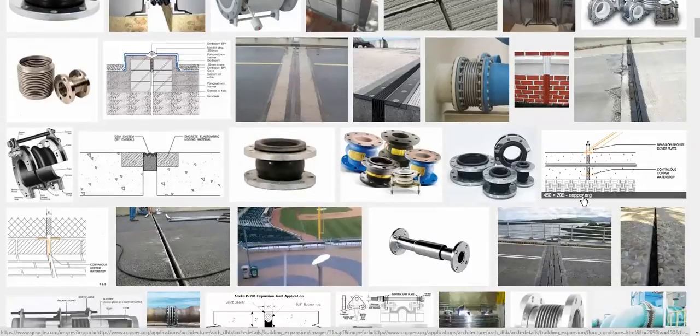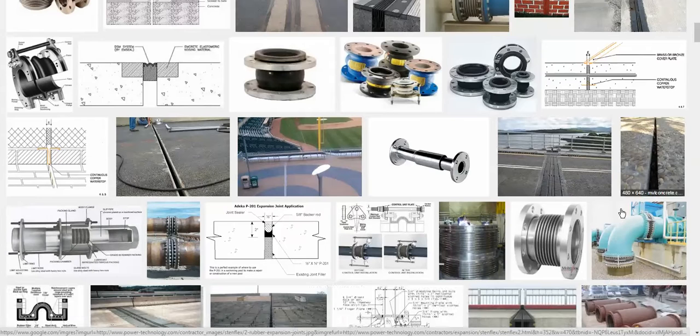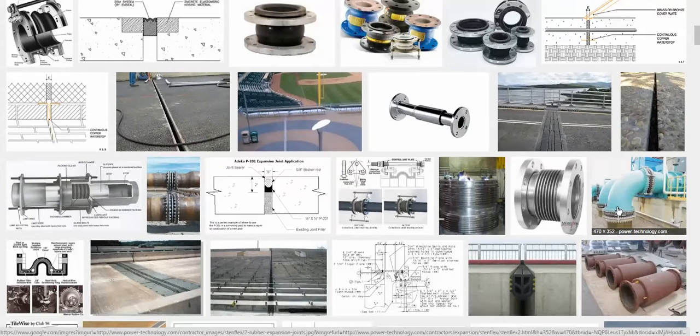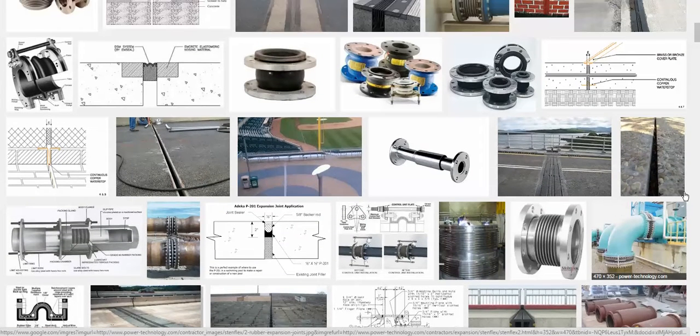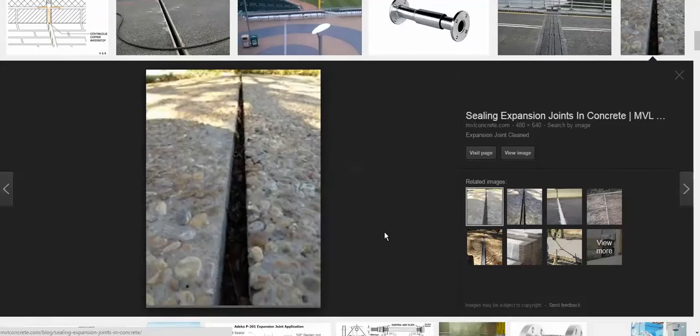Let's see if we see one of those. And sometimes it's just an open gap. Like right here, this is in somebody's sidewalk or a driveway. You've got to put in these expansion joints, or otherwise your cement will crumble because it's brittle.